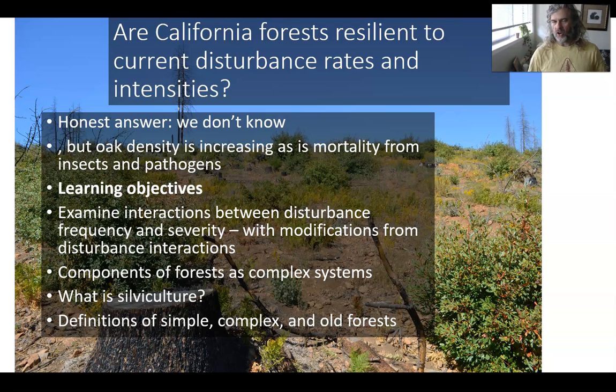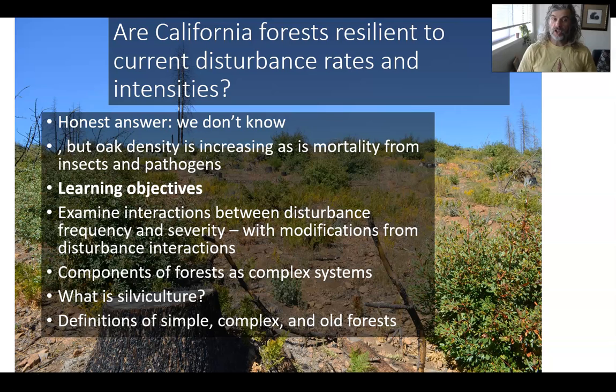The environmental conditions are changing rapidly for many of the reasons that we've talked about so far. But we do know a few things about them. One is that they are becoming more oaky, and that we're seeing lots more mortality, substantially more, measurably more mortality due to insects and pathogens. So what we're going to do in this vignette is examine some of the factors that help us understand the resiliency of these forests and why they are changing in these ways that we can measure.